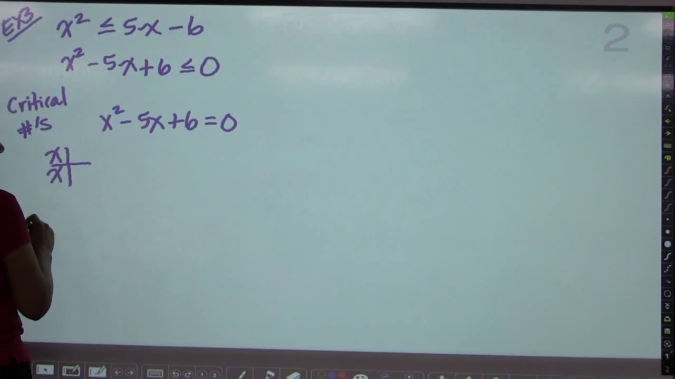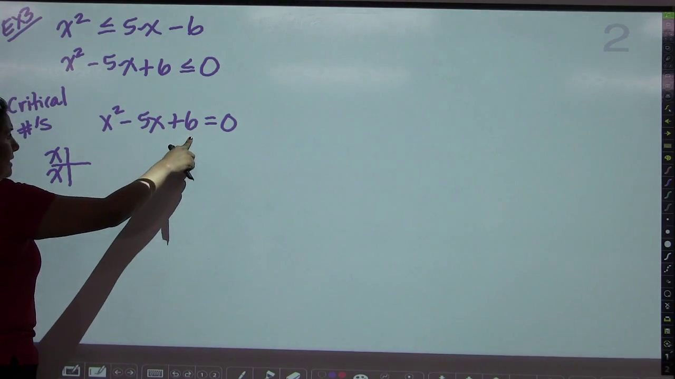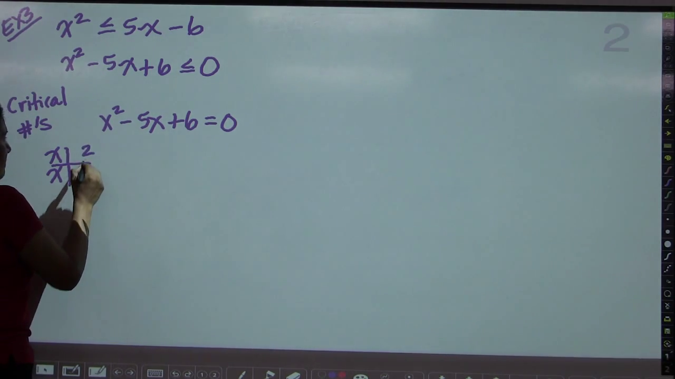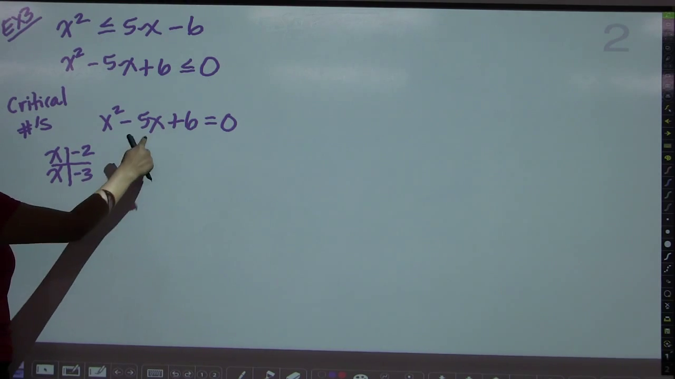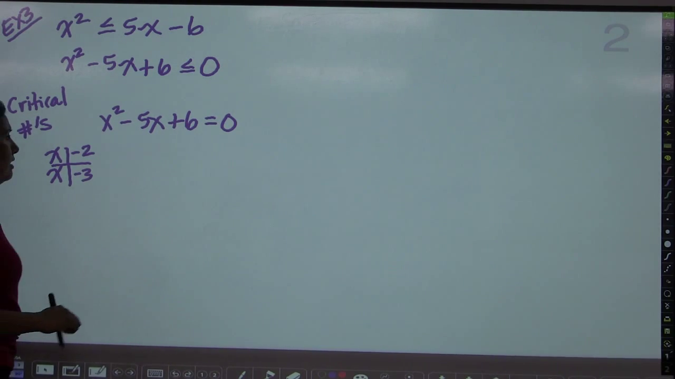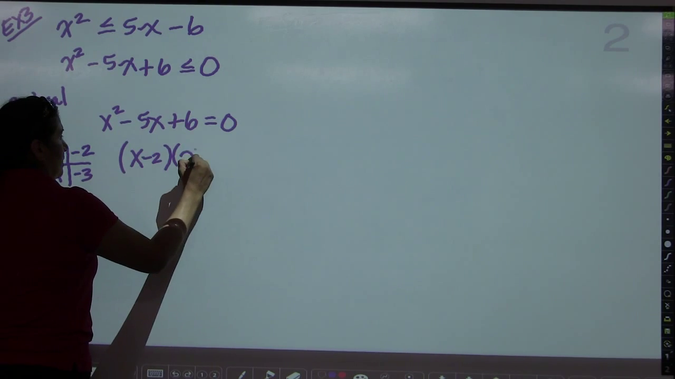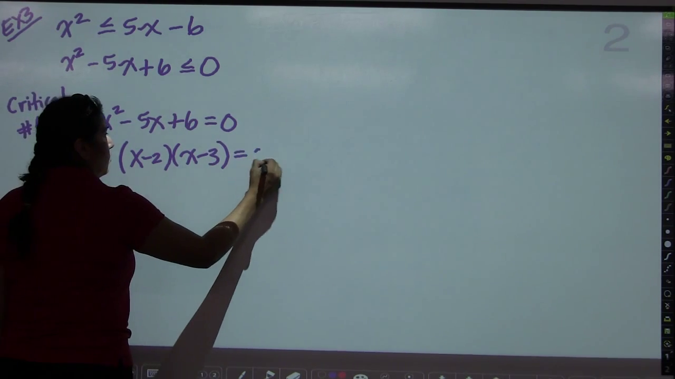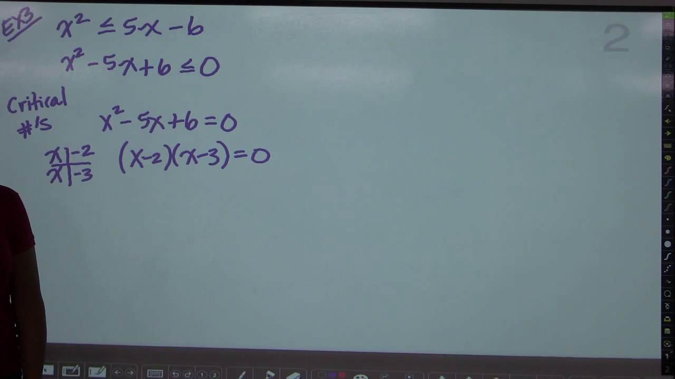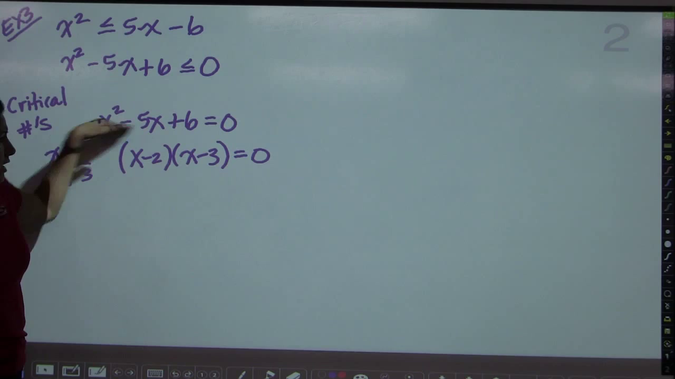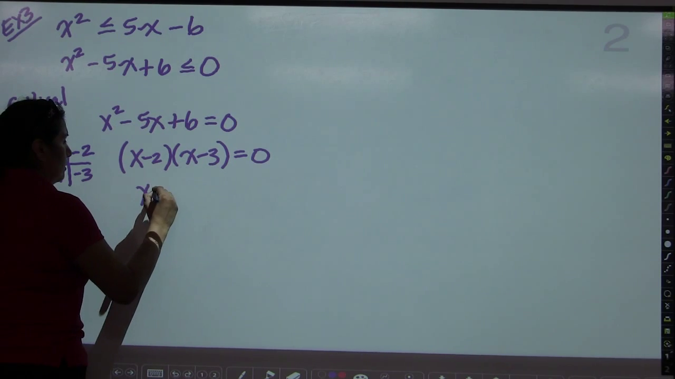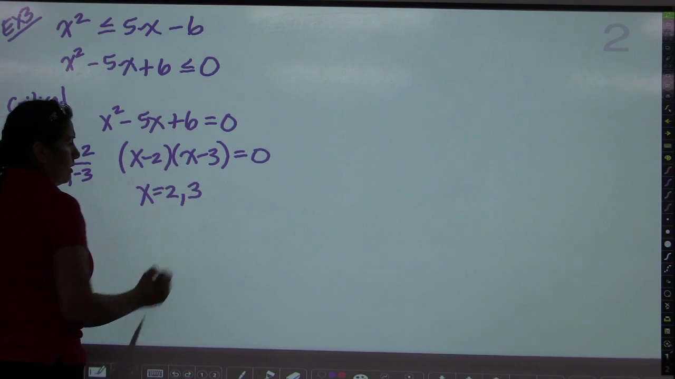So we have x, and then we've got 2 times 3 is 6. If we make those both negative, we'll get the negative 5x that we need in the middle. And so when I factor this, I get x minus 2, x minus 3 equal to 0. And so then my critical numbers, which are the solutions to this quadratic right here, would be what? 2 and 3. Those are critical numbers.